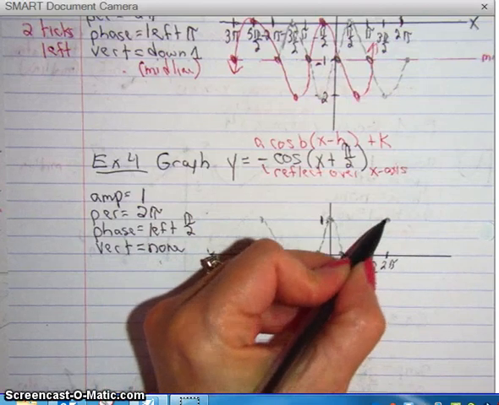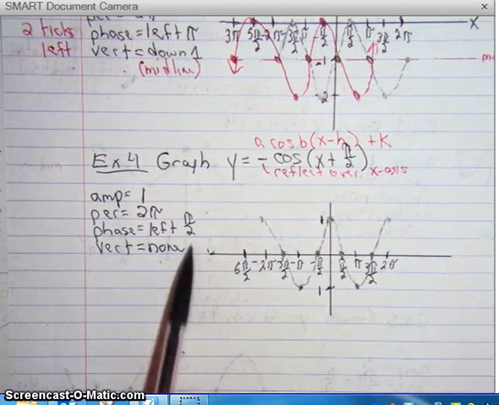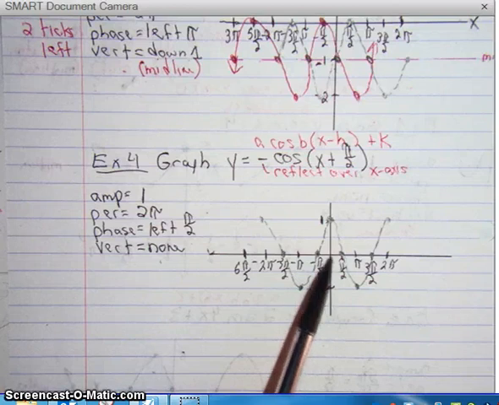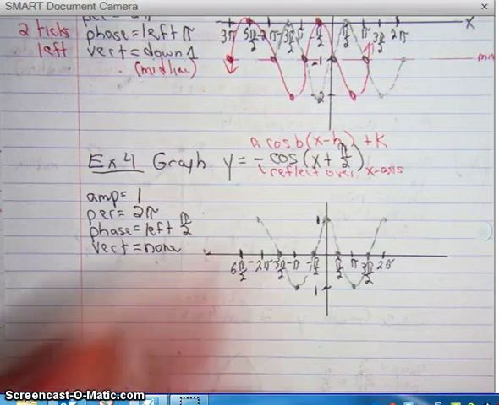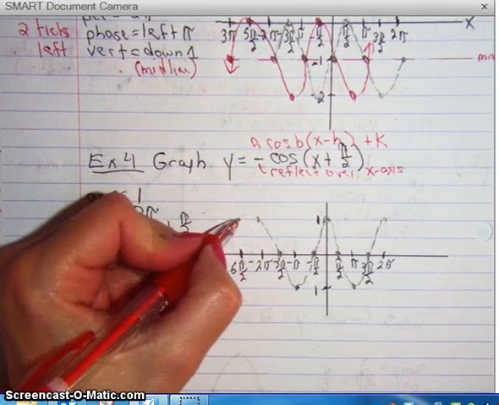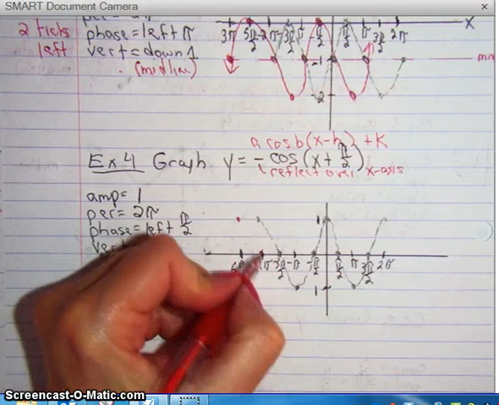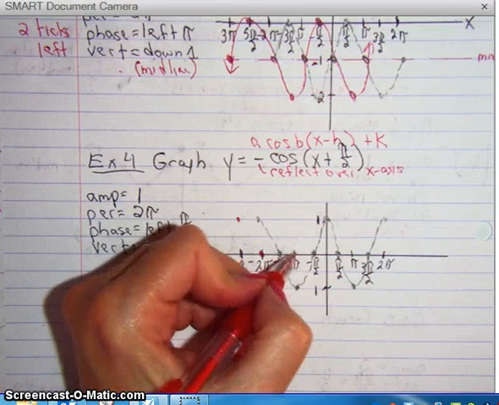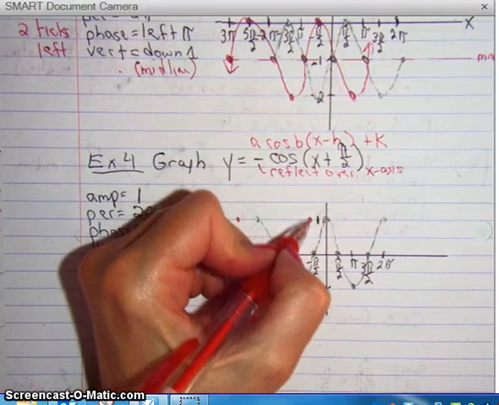This is the one, guys, that I use 3 different colors, because now I have to take everything and shift it left pi over 2. Can I ask you, from 0, 0 to get to pi over 2, how many ticks do I have to move? 1. So everything is going to go left 1 tick. This point, left 1 tick. This point, left 1 tick. This point, left 1 tick.